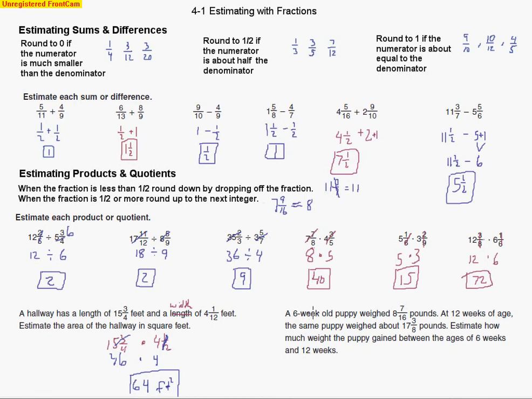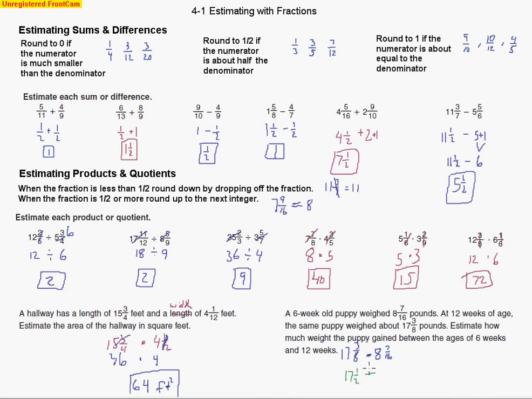Well, a 6-week-old puppy weighed 8 7/16 pounds. At 12 weeks of age, the same puppy weighed 17 3/8 pounds. Estimate how much weight the puppy gained between those two. So I'm going to subtract the smaller number from the bigger number. And so when I do that, I'm using the addition rule, which is the same as the difference rule, which says we're going to go by halves. And so 3 is about half of 8, so I'm going to call this about 17 1/2.